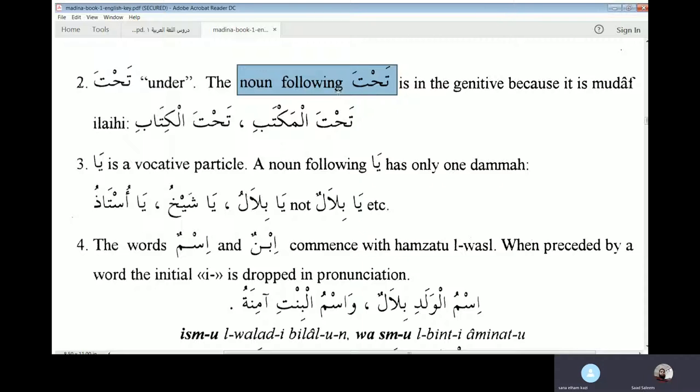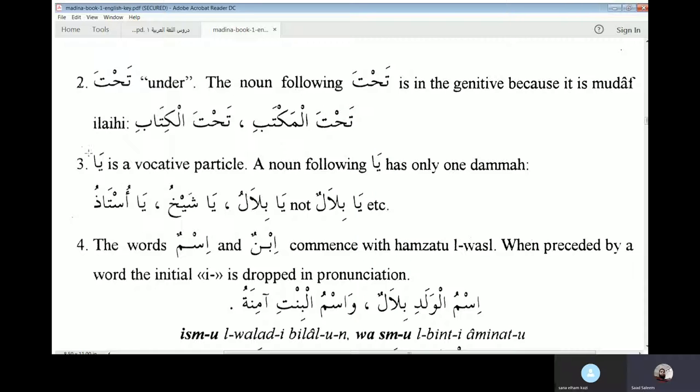So the preceding word, if it is tahta, then yes, the next is majrur. And there are some other words also that you will learn later.